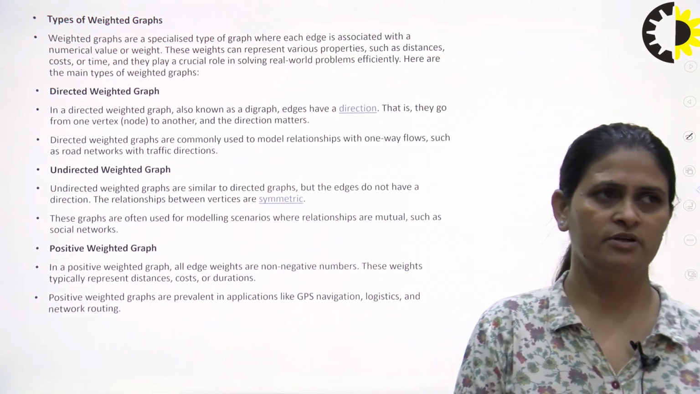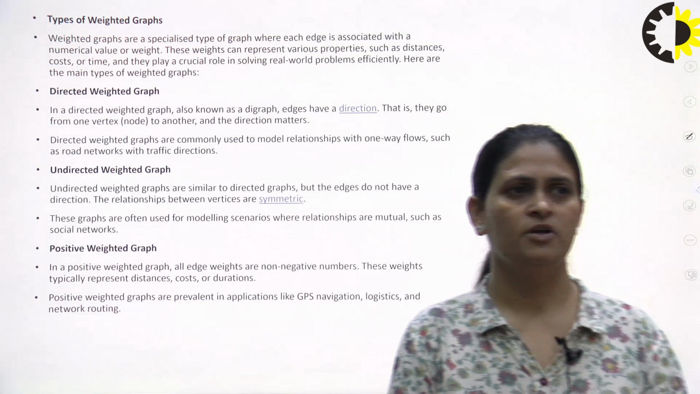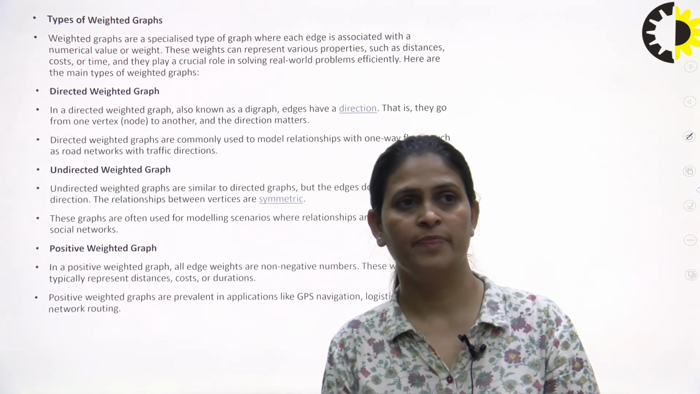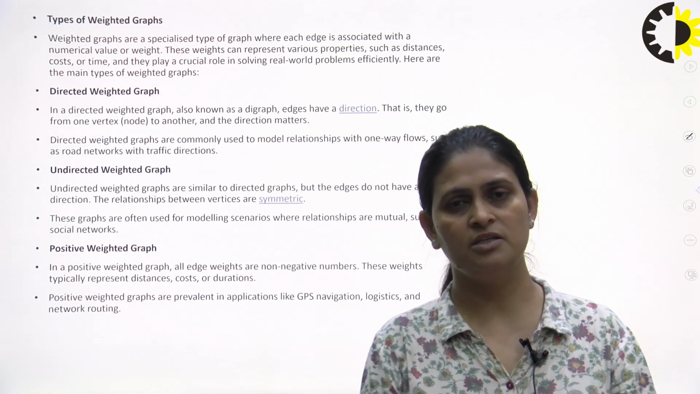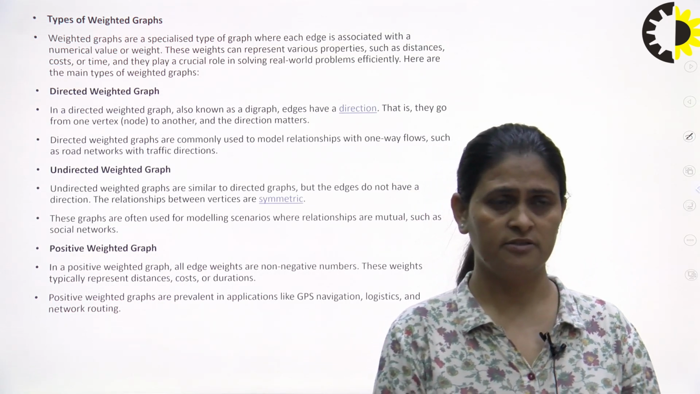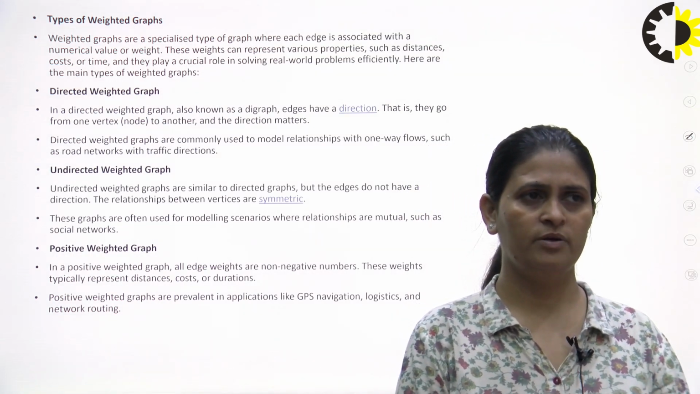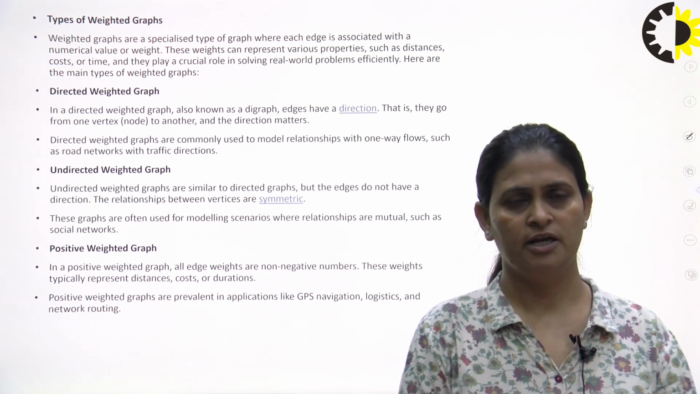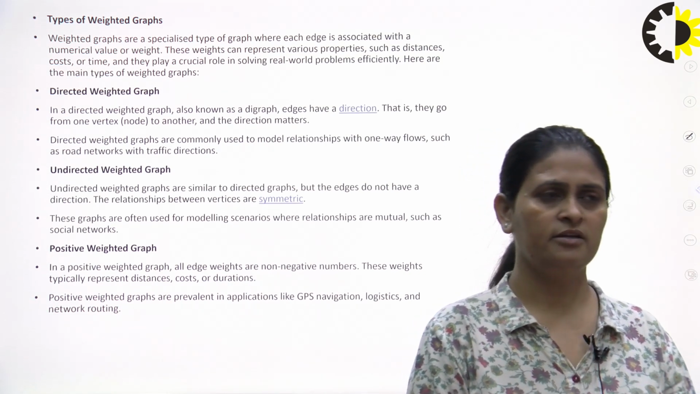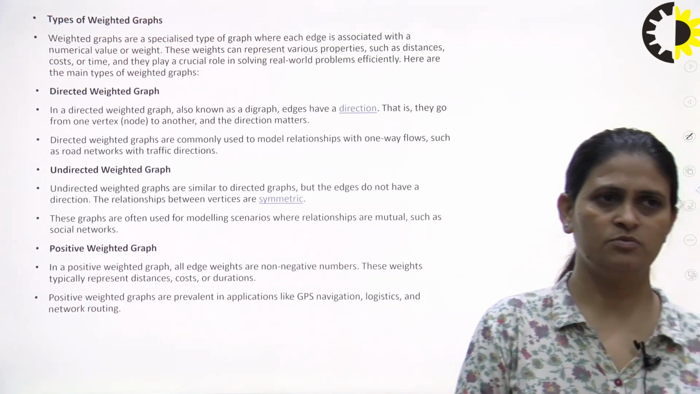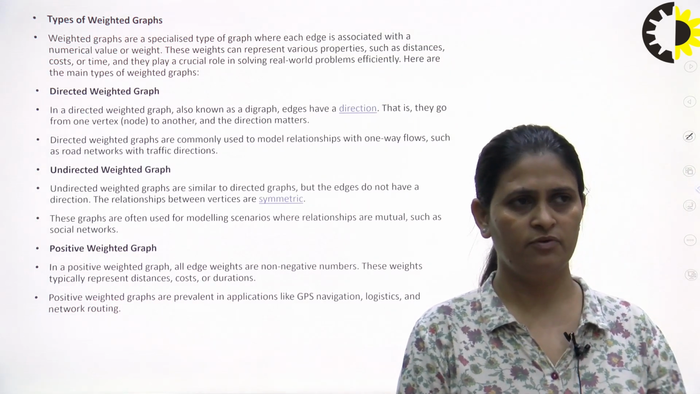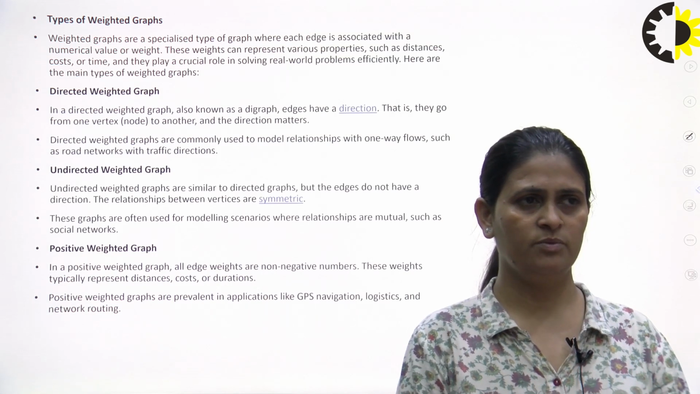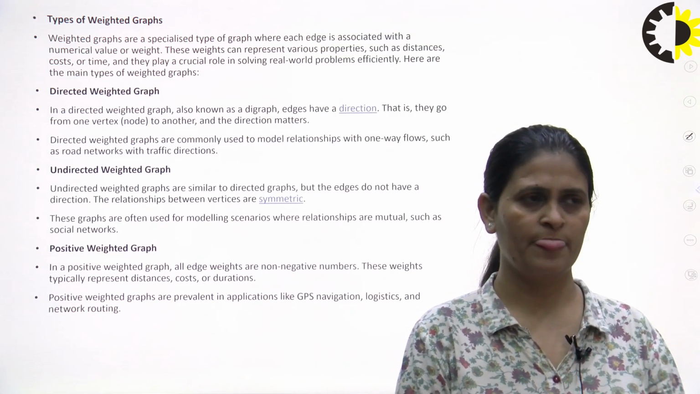The directed weighted graph, also known as the digraph, is one where the edges have direction. That is, they go from one vertex to another, and the direction matters. Directed weighted graphs are commonly used to model relationships with one-way flows, such as a road network with traffic direction.